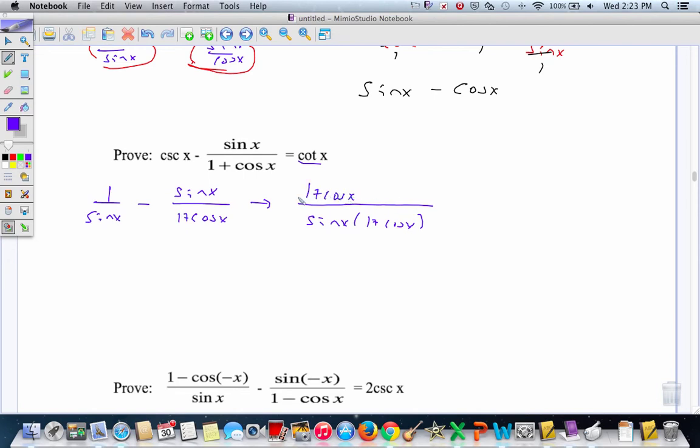My first numerator, 1, has to be multiplied by 1 plus cosine. So 1 plus cosine is that numerator. And sine has to be multiplied by sine, so I have minus sine squared.